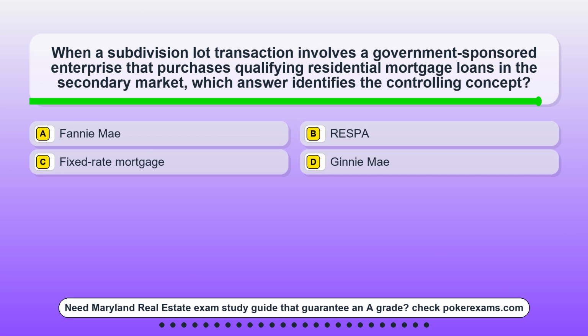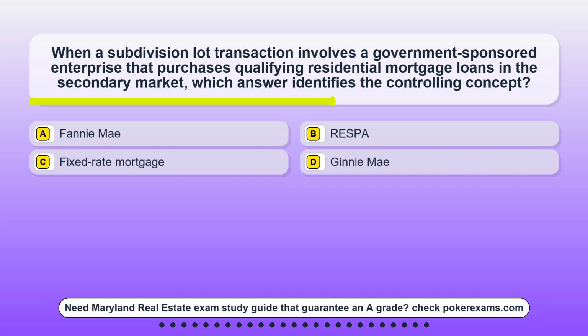Question 17. When a subdivision lot transaction involves a government-sponsored enterprise that purchases qualifying residential mortgage loans in the secondary market, which answer identifies the controlling concept? Option A, Fannie Mae. Option B, RESPA. Option C, fixed-rate mortgage. Option D, Ginnie Mae.